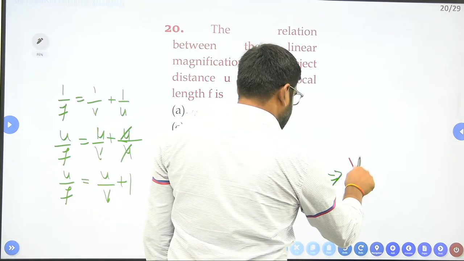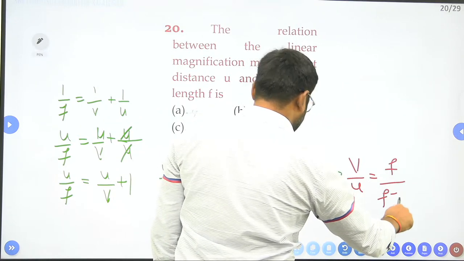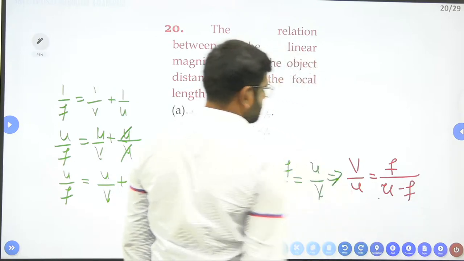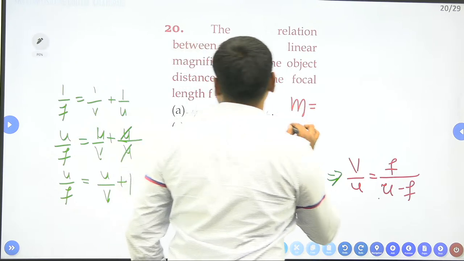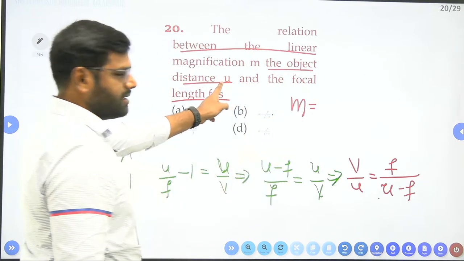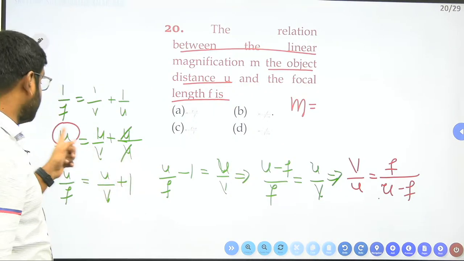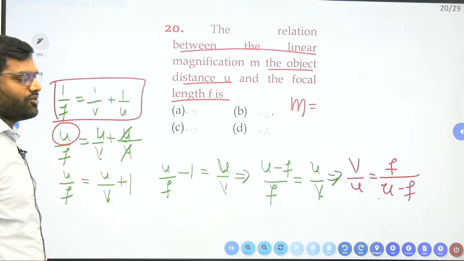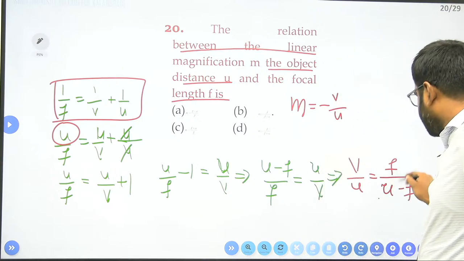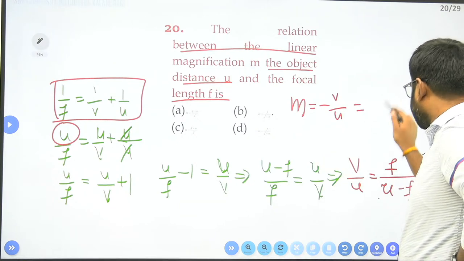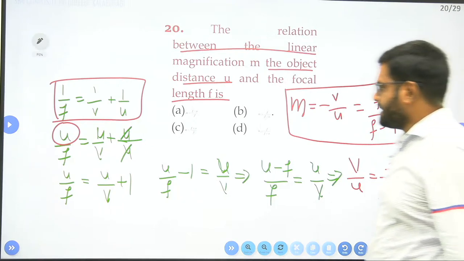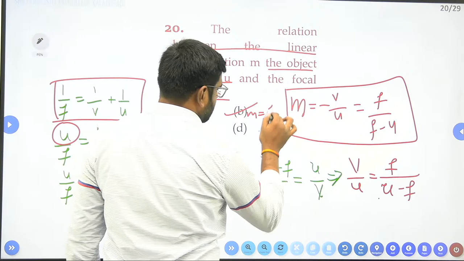So we can write v divided by u is equal to f divided by u minus f. But as we know, magnification is the linear relation between magnification, object distance and focal length. The object distance is there, so that is what we have taken. If they have given image distance, then you have to multiply by image distance. This is about the mirror formula, 1 by f is equal to 1 by u plus 1 by v, as you already learned. Linear magnification is minus v divided by u, and we have v by u as f divided by u minus f. So can I write minus f divided by u minus f, that is f divided by f minus u. Yes, so this is the linear magnification in terms of focal length and object distance, the second option: m equal to f divided by f minus u.